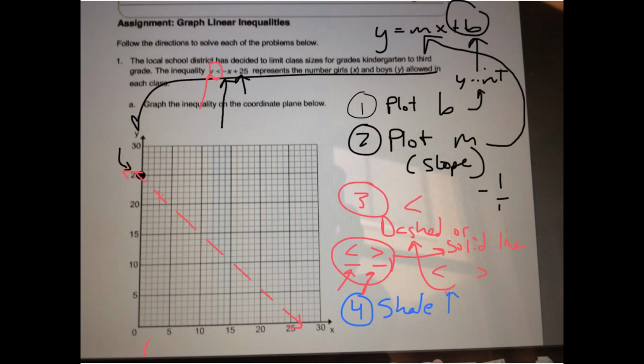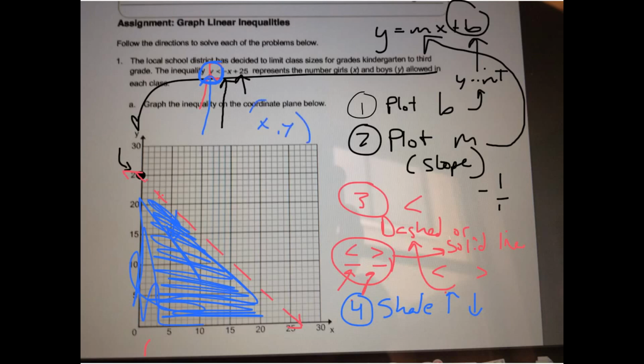Either above or below. To do that, really the easiest way I think is to pick a point. Actually, I think the easiest way, it's saying y is less than that, correct? That means y has to be below our line. So you would shade all this. And that means that any possible answer, any possible x and y combination, has to be something located in this blue area.